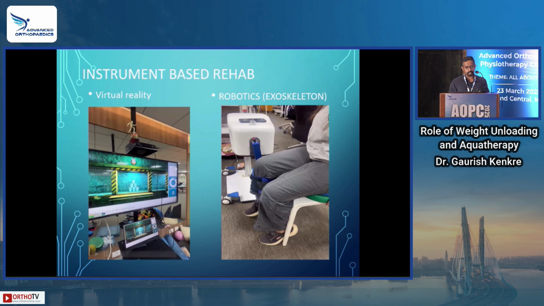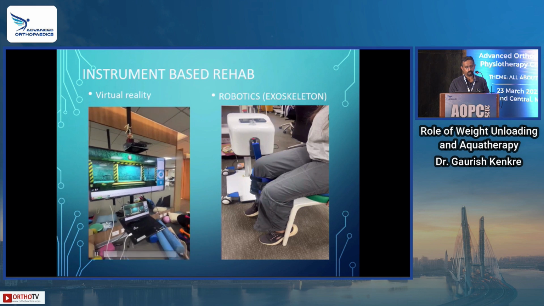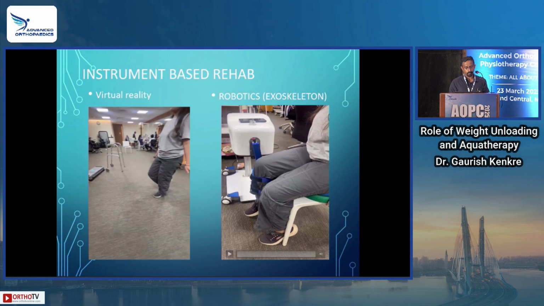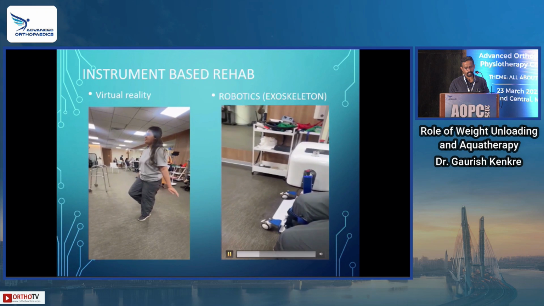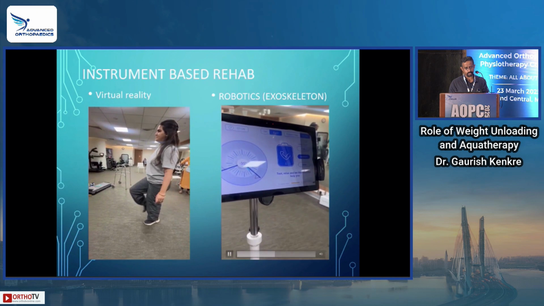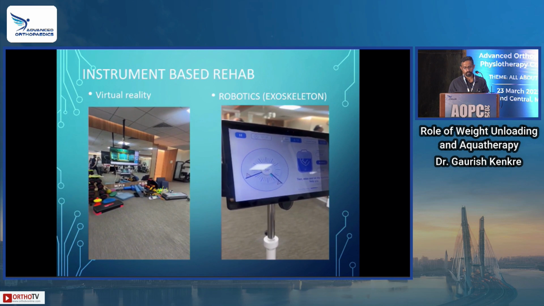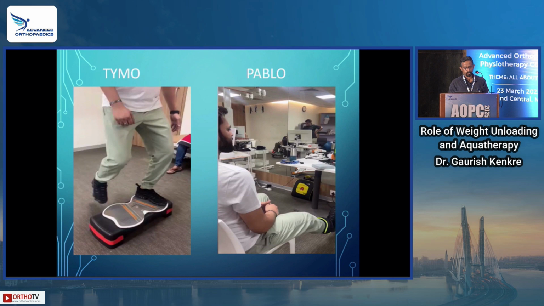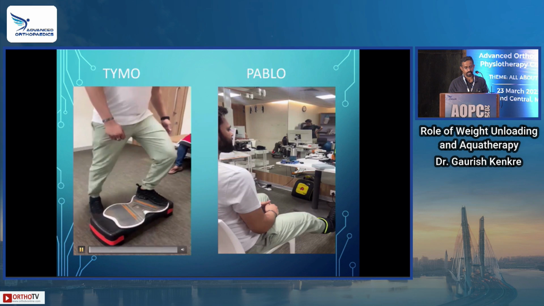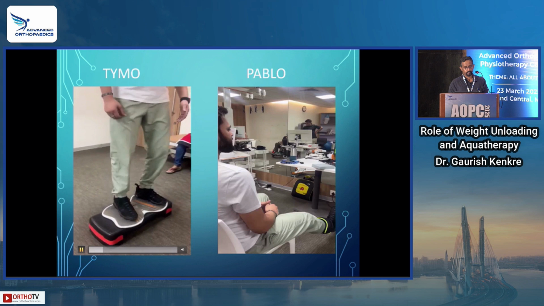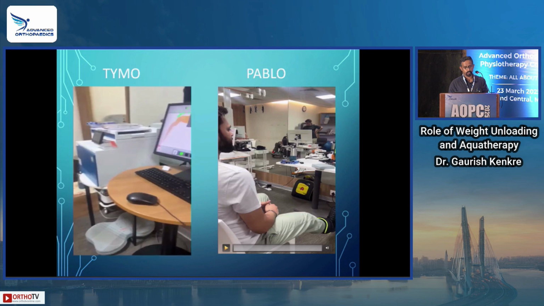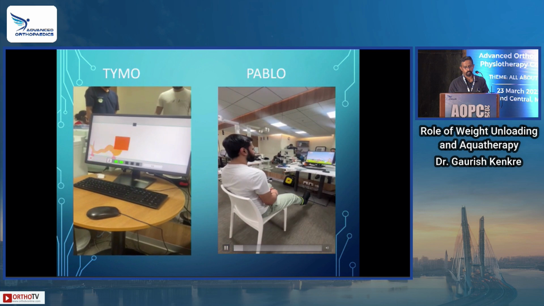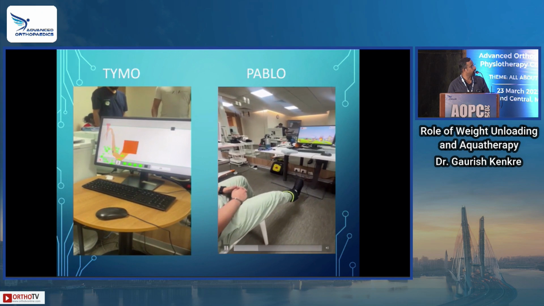Quickly, instrument-based assessment can be used for coordination and training. Exoskeleton devices can be used for range of motion training as well as offering resistance. This is a force plate used for reaction time training as well as weight bearing, and this is a Pablo sensor used for end range training of the quadriceps.